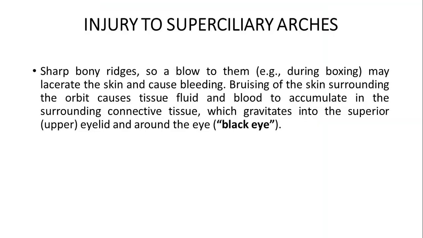You see the picture. This is a black eye. You can see the eyes, and there is accumulation of blood and tissue fluid. If you study the anatomy of the scalp, you know why the fluid trickles down, the blood trickles down, and you see it down the orbit. And this is a black eye, ecchymosis.